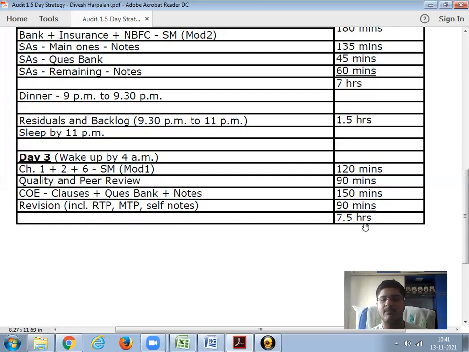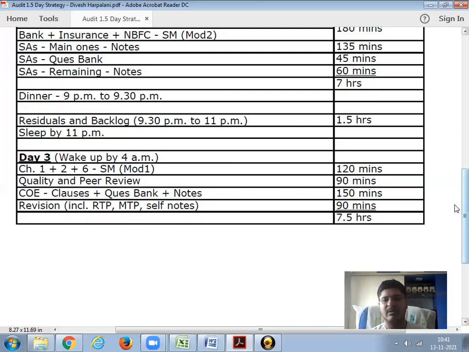And if you see, 4 a.m. plus 7.5 hours comes to 11:30 a.m. Assuming you need to leave an hour before the exam starts, you need to leave at 12:45. You still have an hour and 15 minutes, in which you can take breaks between these. You can have breakfast, you can get fresh.